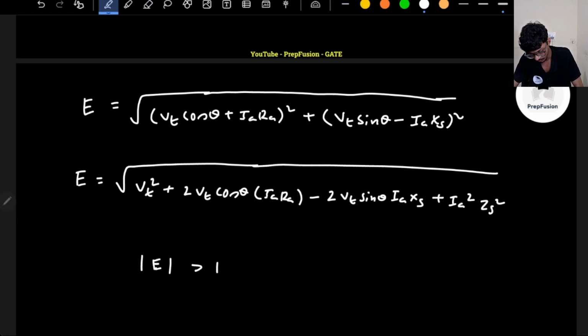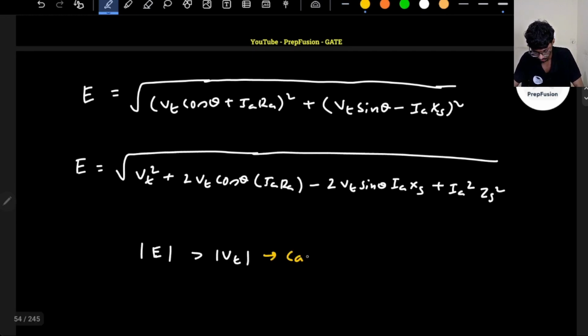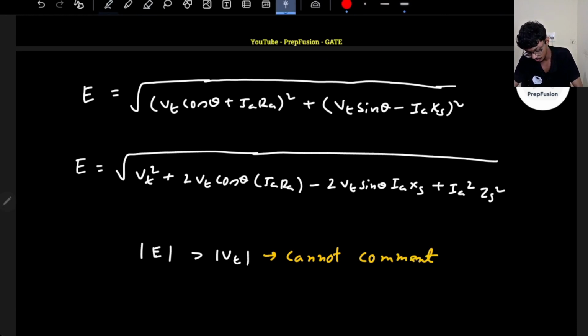Now I cannot say certainly that the magnitude of voltage E will be greater than the magnitude of Vt. I cannot comment, it can be anything. Why? Depending on the value of this 2 Vt sin theta Ia Xs. Depending on this value.